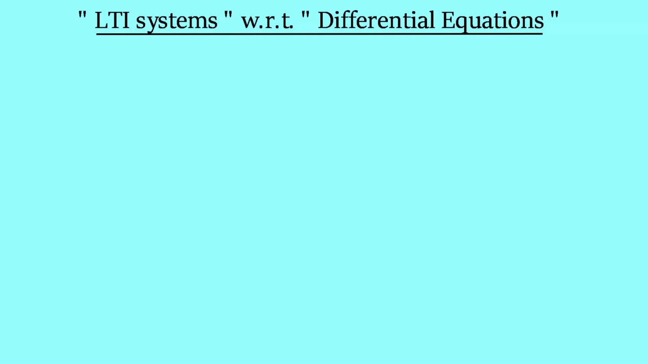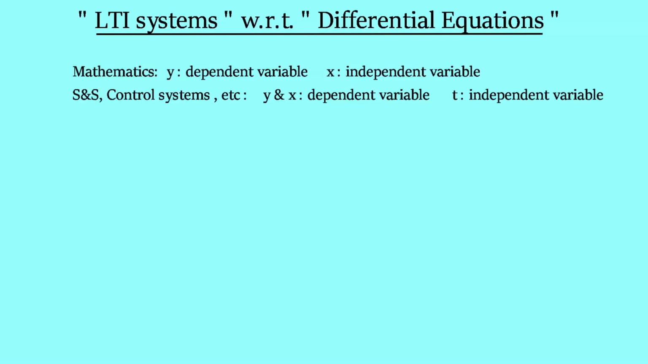There is a slight difference when we deal with differential equations in different subjects. When we deal with differential equations in mathematics, generally y, which is the output, is the dependent variable, whereas x, which is the input, is the independent variable. However, in other subjects like signals and systems and control systems, both output y and input x are dependent variables, which are dependent on the variable which is time in most of the cases but can be any other variable also.